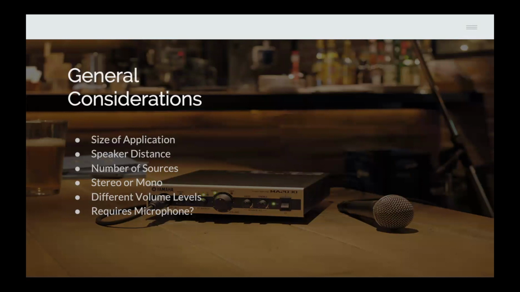The number of sources you're going to use. Are you going to require microphones? Is it just going to be a CD player or a Sonos-based system? Is the application stereo or mono? Perhaps in smaller venues like coffee bars, it's fine to have stereo. But when you grow into bigger environments like hotels or conference facilities, stereo is generally considered a no-no, and you would want to be using mono.